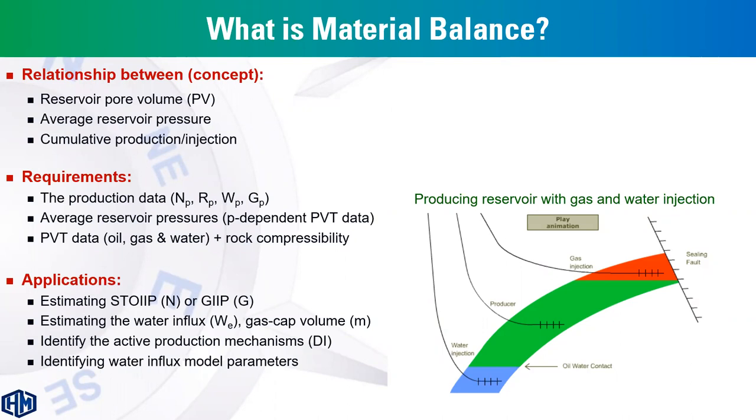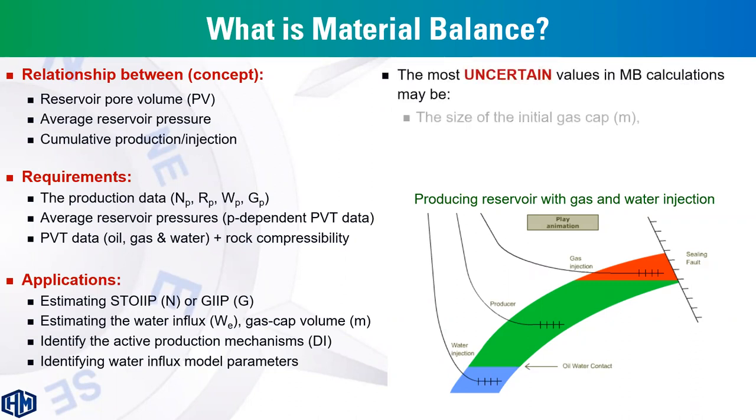Additionally, material balance can be used to estimate the effective or dominant reservoir driving mechanism. One of the most uncertain parameters to identify using material balance application is the M, or gas cap volume, and water influx WA, and also STOIIP, or in-place volume.